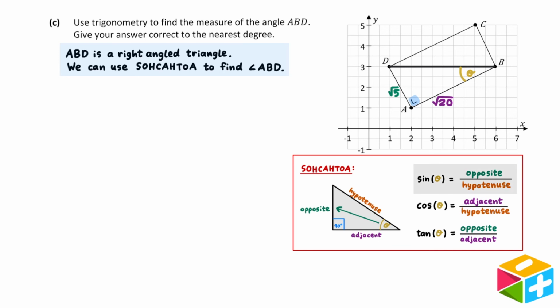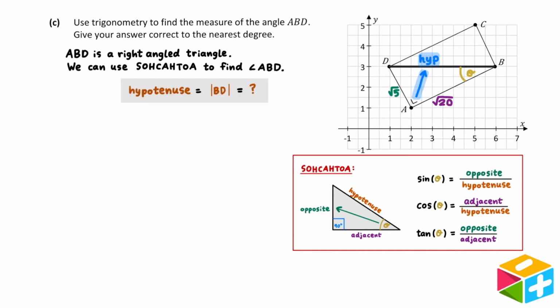This result says that the sine of theta is equal to the opposite over the hypotenuse, the cosine of theta is equal to the adjacent over the hypotenuse, and tan of theta is equal to the opposite over the adjacent. In a right-angled triangle, the hypotenuse refers to the side opposite the right angle. In our triangle, this is the side BD, and we don't know the length of this side.